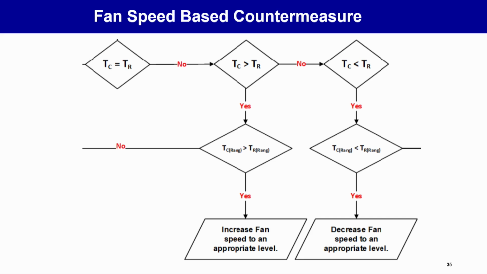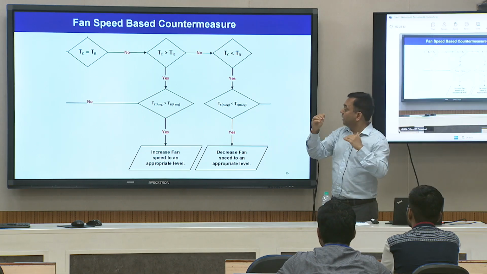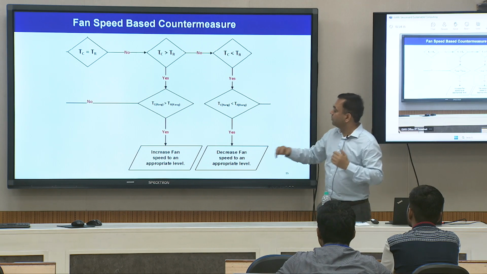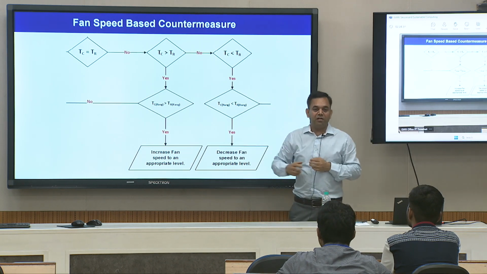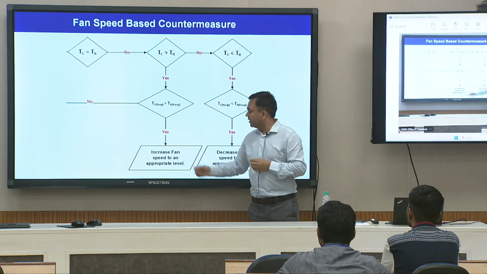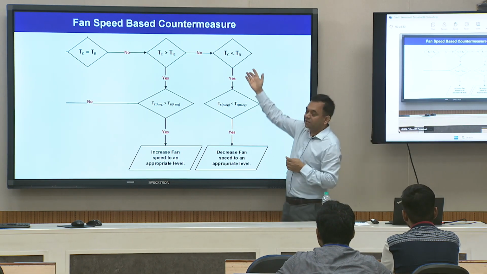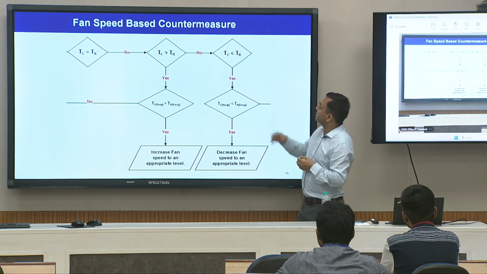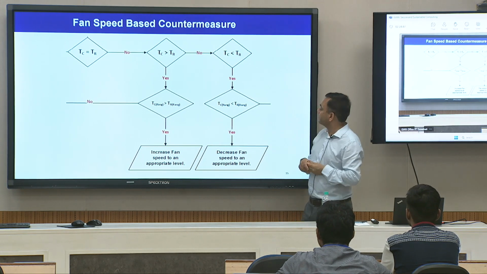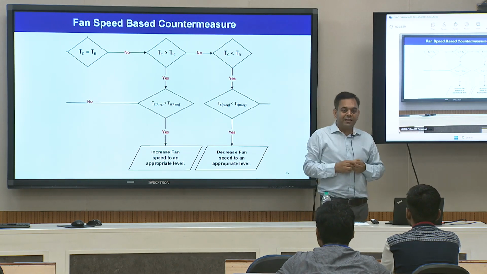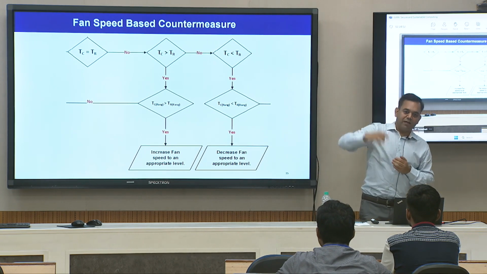So you see, the current temperature is higher now than the previous. So what you have to do is cool it down, so you increase the fan speed. In the other case, if the current one is less than the previous one, you can decrease the fan speed to make it higher.